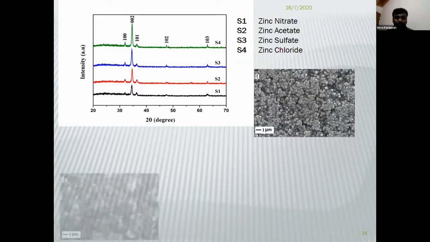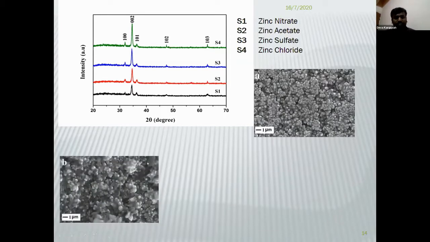So here, each chemical method is very unique for preparing different nanostructures. Like here we observed zinc nitrate, zinc acetate salt. Here we observe flower-like formation of zinc oxide thin film. This kind of structure can improve the electrical performance.